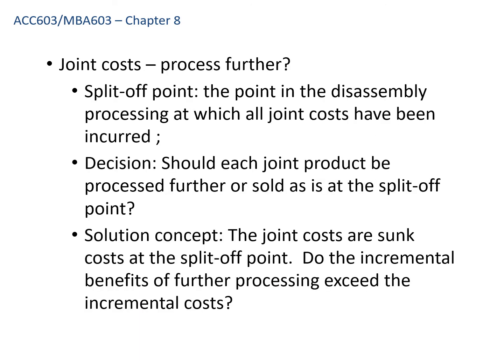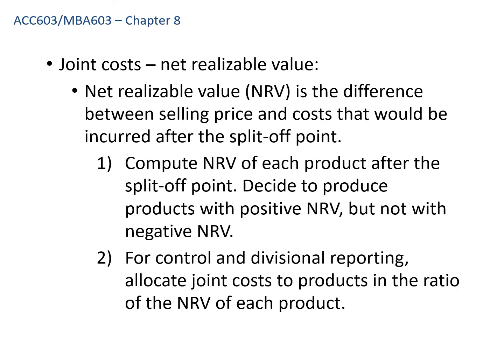So the key question in these kinds of processes is, do I sell it at the split off point, or do I process it further and add more value to it? So in this case here, the best way to do that is to consider joint cost as a sunk cost and not take them into account, and just look at the incremental cost versus the benefit, the price that you get for that. And if what you get for it is greater than the incremental cost, then that's a better way to do it.